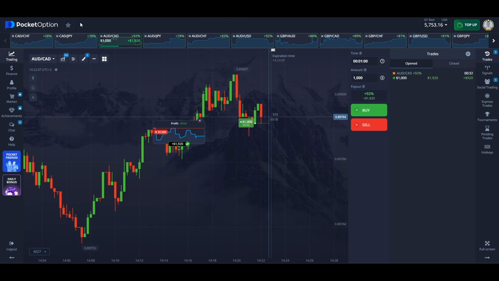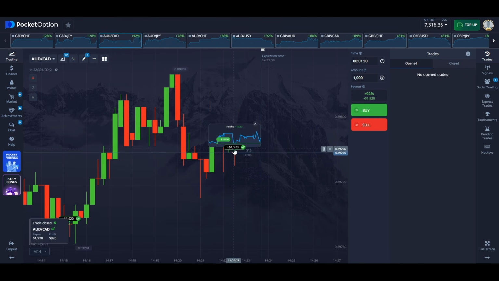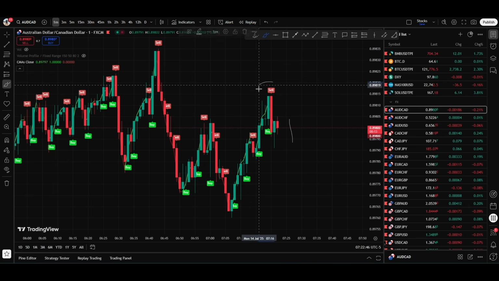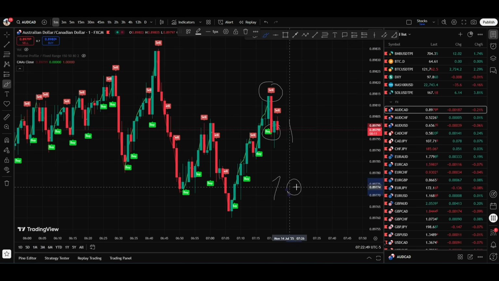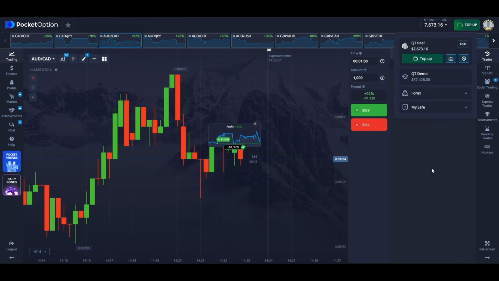Let's keep watching this trade. Excellent. This second trade on the same currency pair brings me another $920. As you can see, 2 solid signals. So far, our stats are at 100%, but let's see what changes as this video goes on. And by the way, my balance is already at $7,600 when I started with just $5,000.